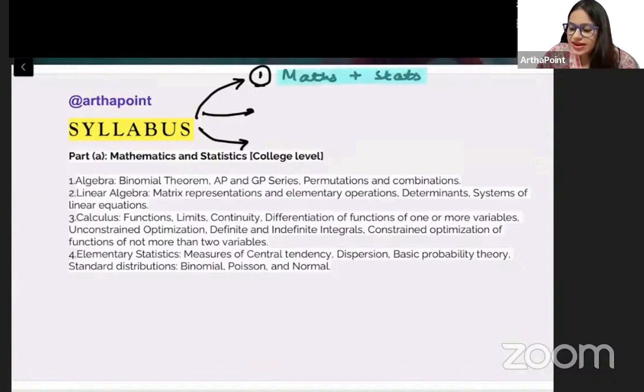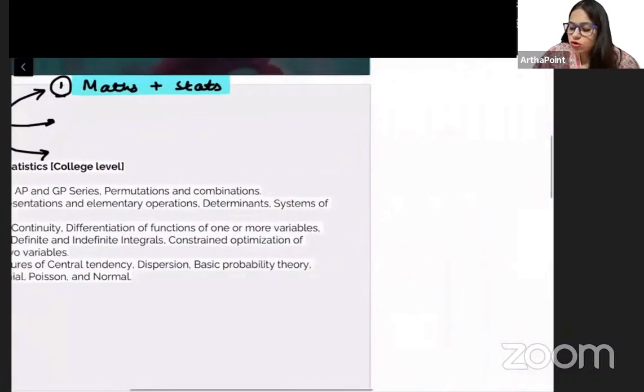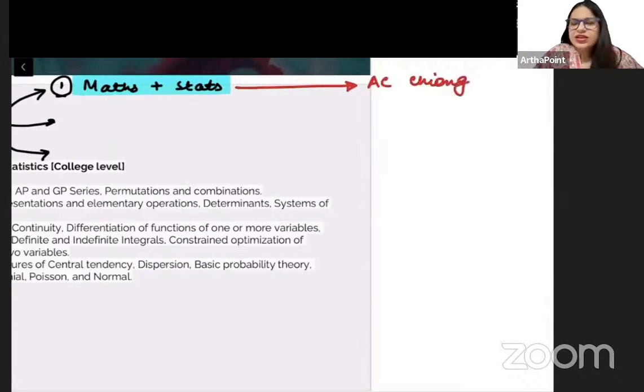This maths plus stats will be asked from what you have already done in your undergrad. If you look at the suggested books given by IIT Kanpur, the suggested book is actually AC Chiang. You can follow AC Chiang, or you can follow the favorite book that we have, which is Sater and Hammond. Both these books are absolutely fine for reference for maths plus stats.